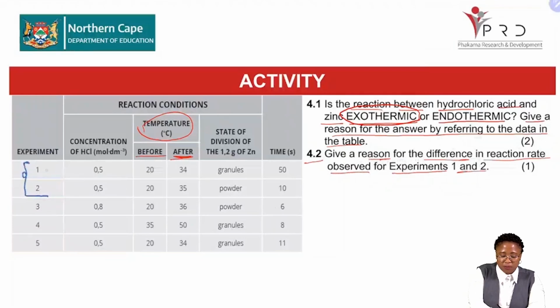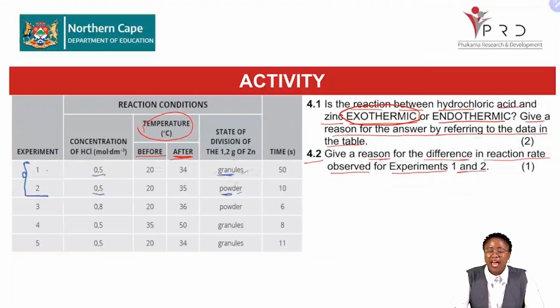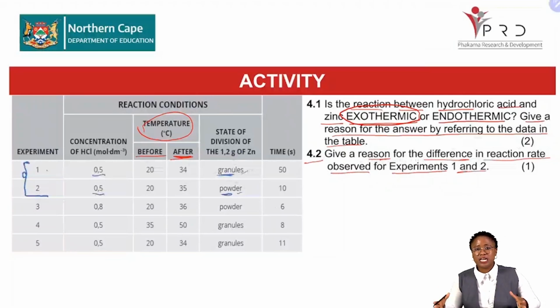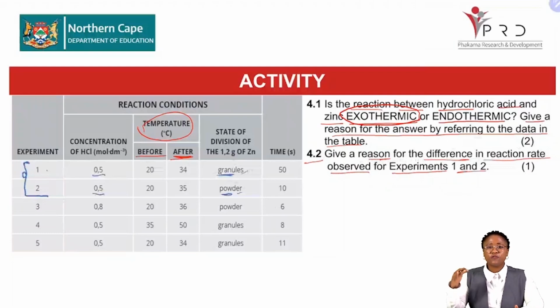If you look at experiment 1 and experiment 2, they have the same concentration. So concentration is not the factor that might have affected the rate of reaction. Temperature has increased for all of them, but what is different here is the state of division. Over here I have granules, over here I have powder. And what do I know about that? I know that powder increases the surface area or increases the state of division. As the state of division increases or as the surface area increases, the rate of reaction will be faster.